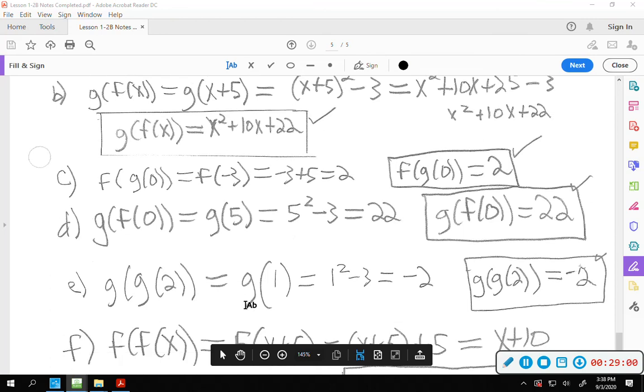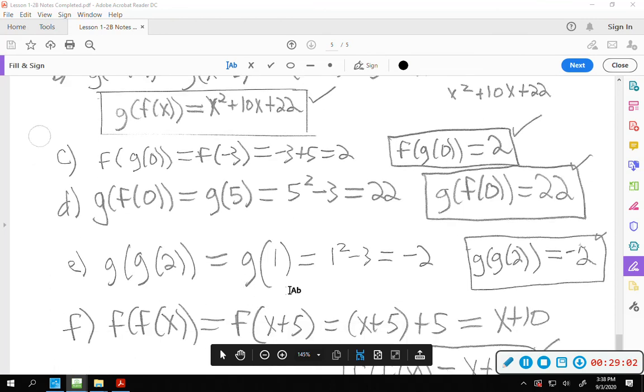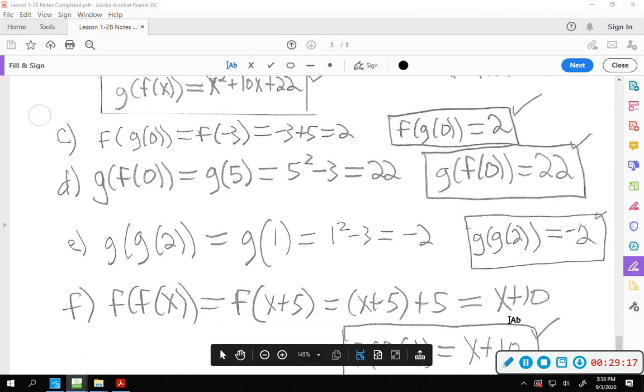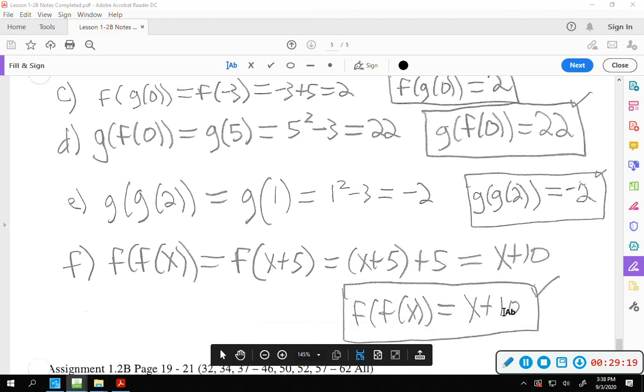And then a little bit more abstract, f of f of x. If I take x and plug it into the f function, x plus 5 comes out. If I take x plus 5 and plug it right back into the f function, input plus 5, x plus 5 plus 5 is x plus 10. Make sure that you always simplify.